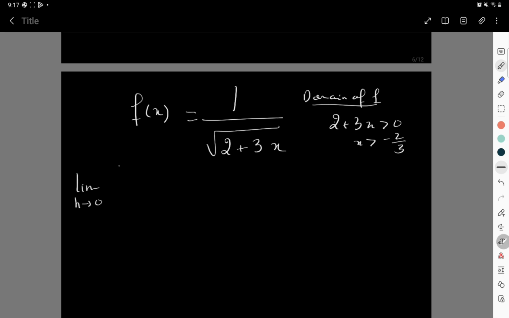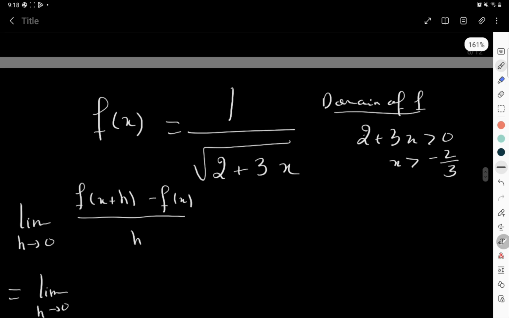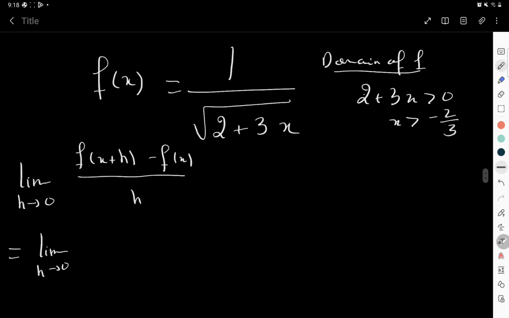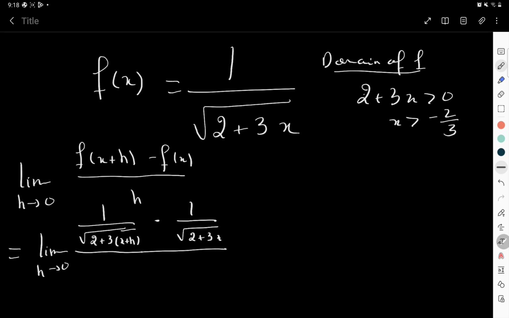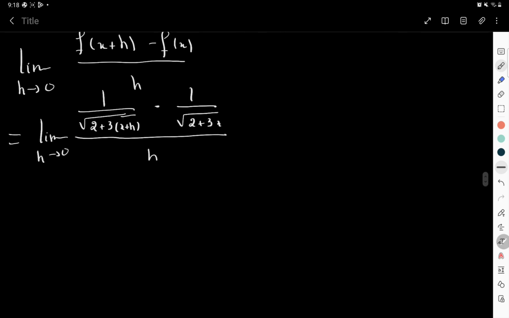It's the limit as h goes to 0 of f of x plus h minus f of x over h. What is that equal to? Well, let's make this bigger a bit. Awesome. This is 1 over square root of 2 plus 3 times x plus h, minus 1 over square root of 2 plus 3x. I mean, really, these are the same limits that we have done at the beginning, right? These have the form 0 over 0, indeterminate forms, and we're just looking to take them out, technically.